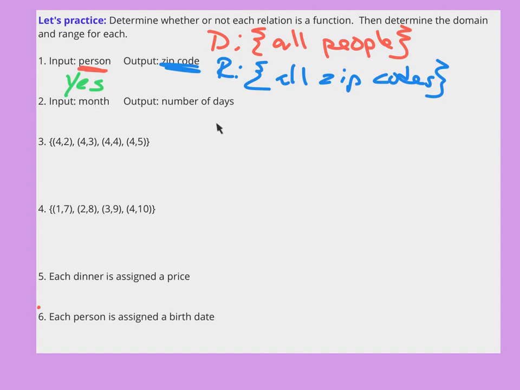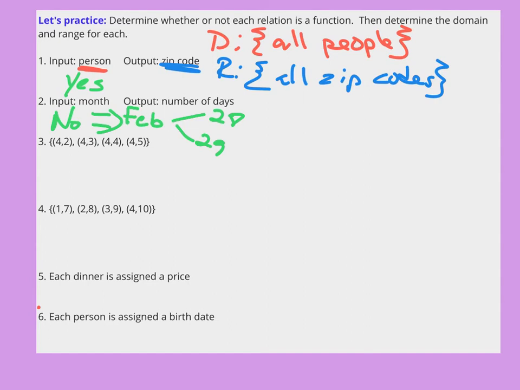May has 31 days. June is 30. So all the other months except for February are mapped to just one number of days. Because of February, we're going to say that this here is not an example of a function. And the reason for that is because February can either have 28 days or it can have 29 days. And so that's my reasoning for why it's not a function.